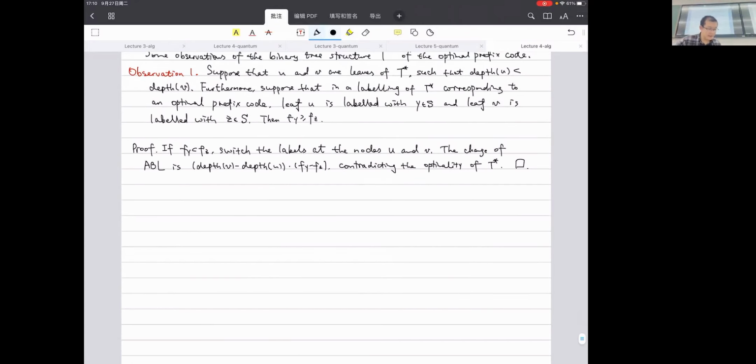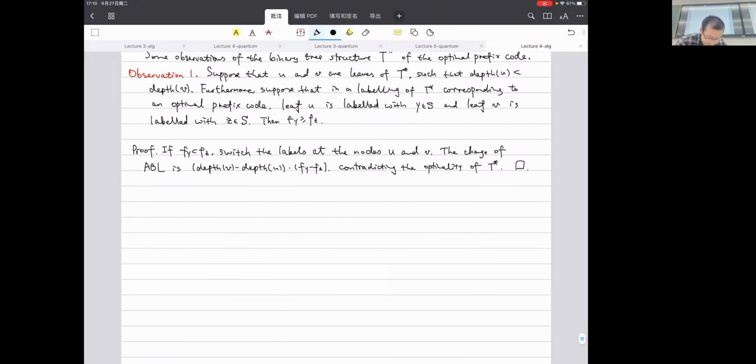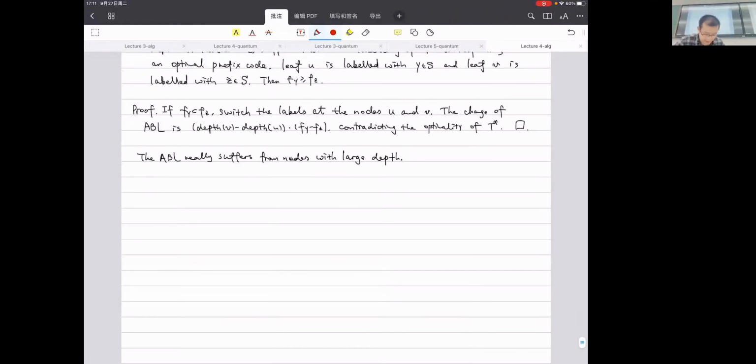Another thing we can observe is, in general, for this ABL, what is the expensive part? The expensive part is that the ABL really suffers from nodes with large depth. So the next observation we are going to make is a specific observation about the nodes with the largest depth. So observation 2.